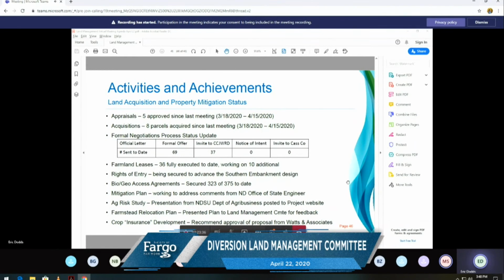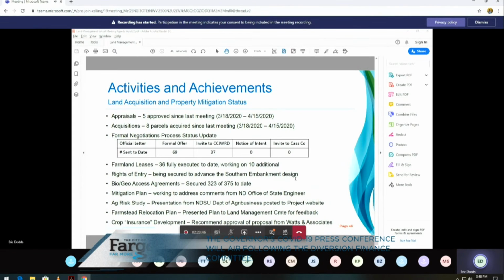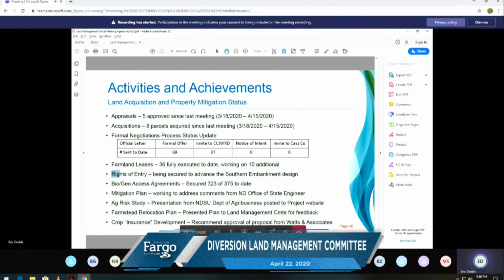What I was anticipating is that tomorrow, under the land committee portion of the agenda, we could share this information that's on the screen, as well as the 1-pager from the NDSU study, which was actually 2 pages. That is in their packet. The NDSU team will be available tomorrow during the board meeting if there's any comments or questions. Otherwise, it was suggested that we could just give a brief update about the ag risk study and let the board know that it's available on the website.